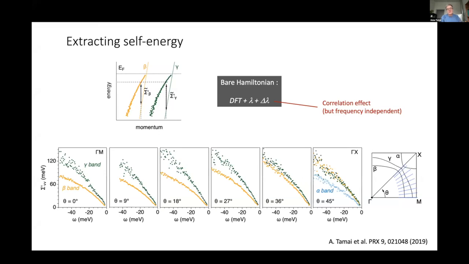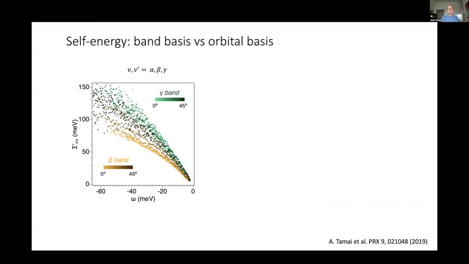Now you should wonder what is the origin of this strong angular or momentum dependence, and whether this is an indication of non-local interactions. And indeed, when we put all this data together, we were quite puzzled, because now I'm overplotting all the self-energies from the beta and the gamma band extracted along different directions, and you end up with a very complicated plot. Depending on which direction you look, you get different real part of the self-energy, indicating that there would be an angular or a momentum dependence.